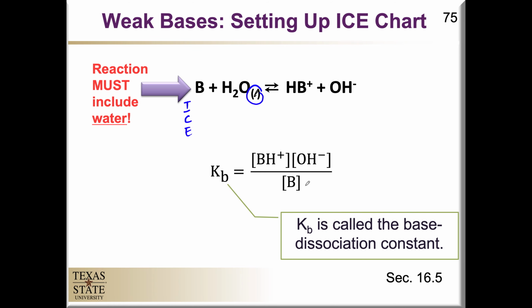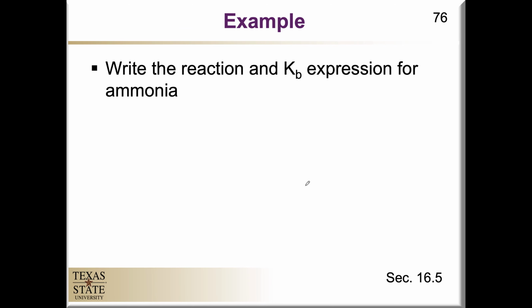All right, so first example, write the reaction and the Kb expression for ammonia. So ammonia, you guys should know this, is NH3. That is our weak base. We need to write the Kb expression. So to be able to do that, we're going to write a reaction, which means that that ammonia is going to act as a base by accepting a proton from water. We need to have water, and let's go ahead and put our phase as a liquid to remind us that the water is not going to be part of the equilibrium.